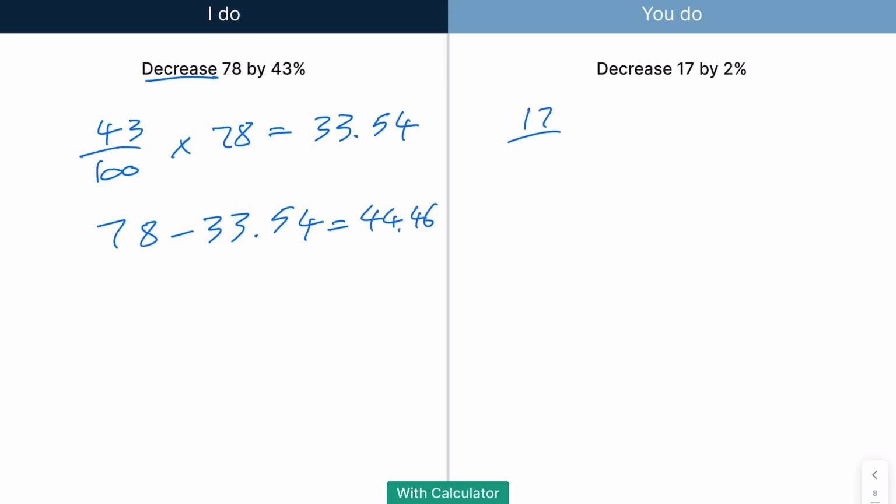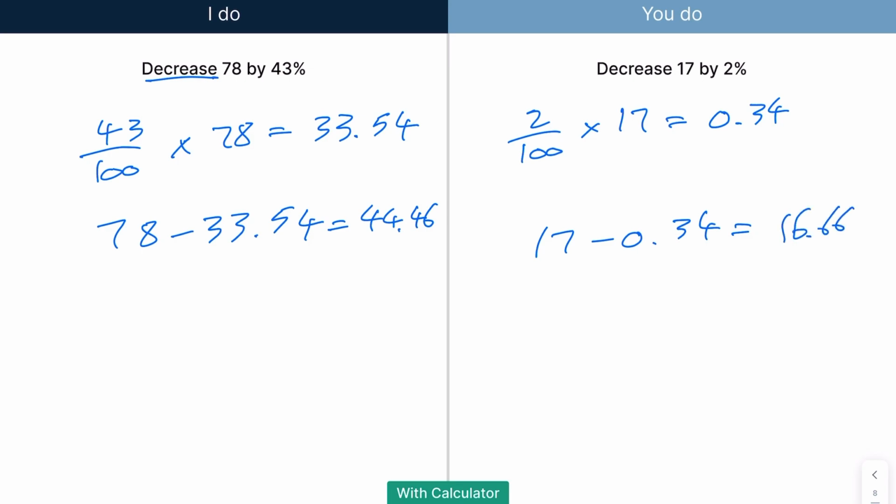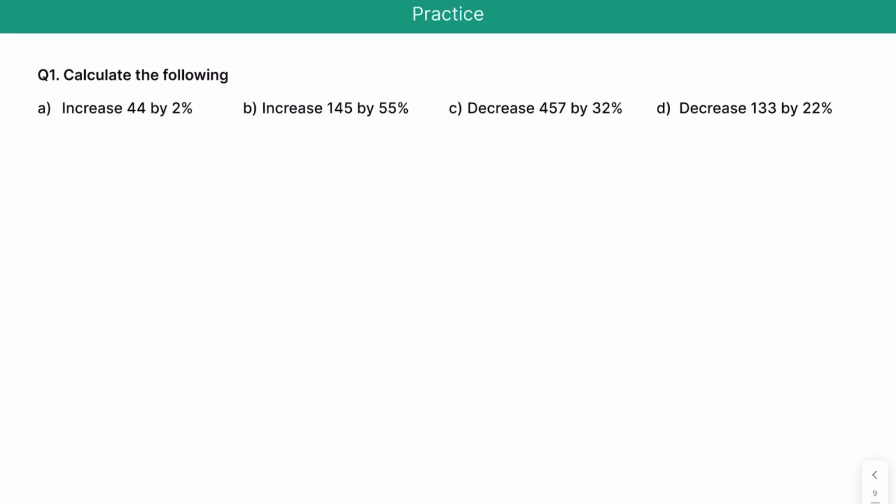And again, hopefully you've pressed pause and had a go at the example on the right. So firstly, we are going to find, I've written that wrong, 2% of 17. So 2% of 17 is 0.34. And now we're decreasing it, so we're just going to subtract the 0.34. And that gives us 16.66. So here's some practice questions. Press pause and have a go. Here are the answers. Mark your work.